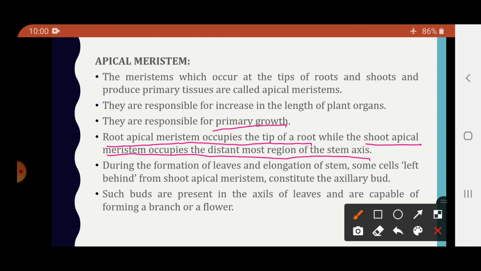Root meristem occupies the tip of the root, while the shoot meristem occupies the most distant region of the stem axis. During the formation of leaves and elongation of stem, some cells left behind form the shoot apical meristem, which constitute the axillary bud. See, we listen very carefully.